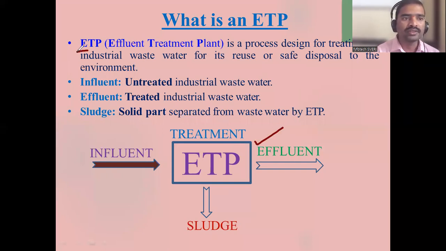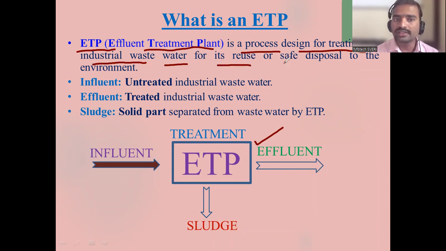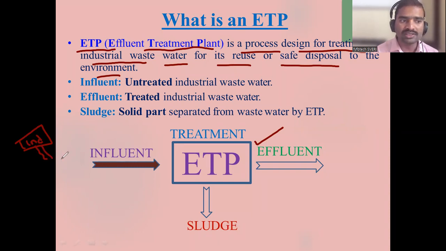So what is ETP? That is effluent treatment plant. ETP is a process designed for treating industrial wastewater for its reuse or safe disposal to the environment. If you consider this is the industry, the wastewater coming from the industry is very dangerous. I have to treat this waste in order to discharge it into the river.